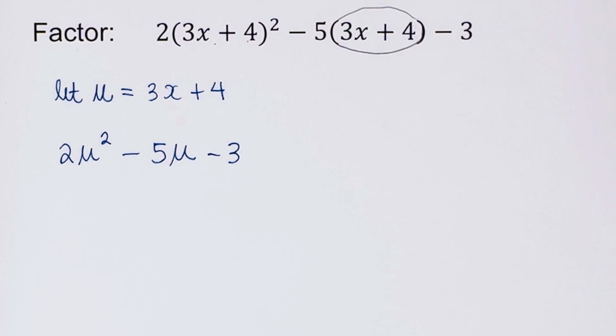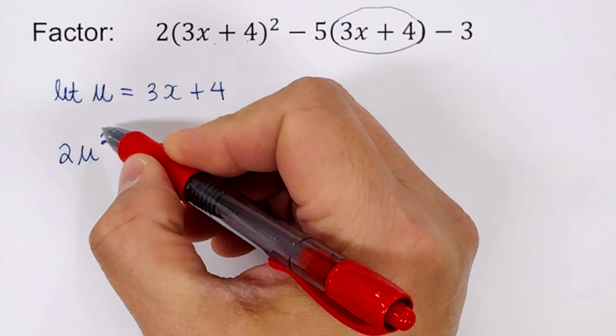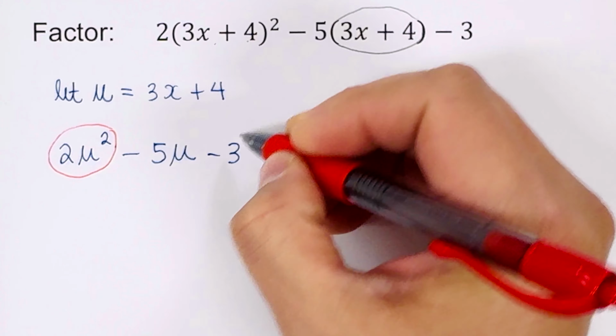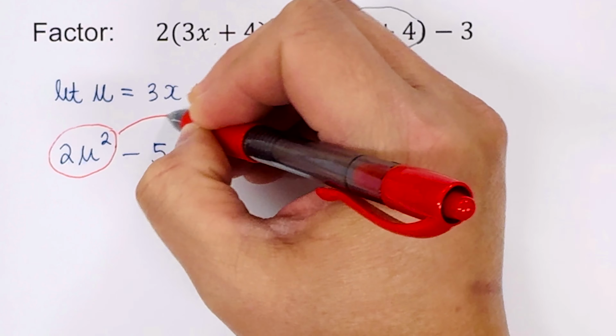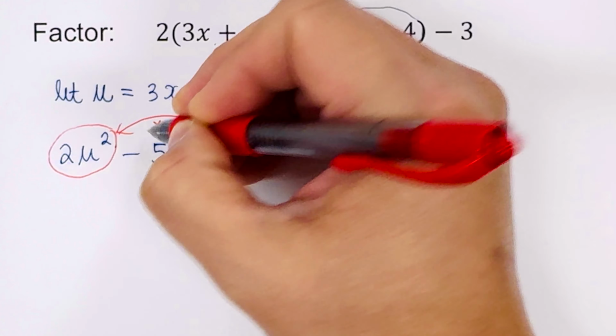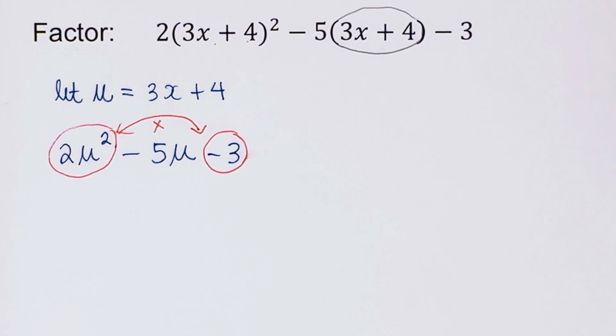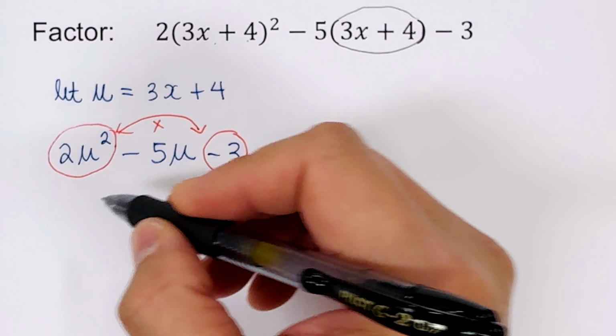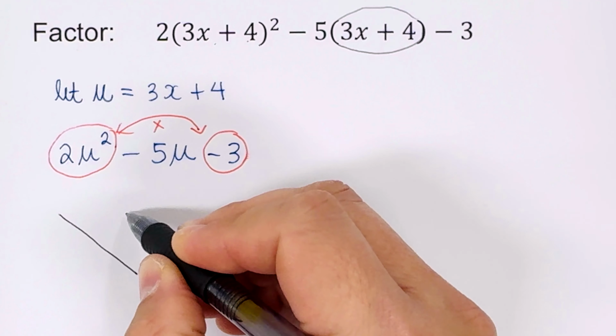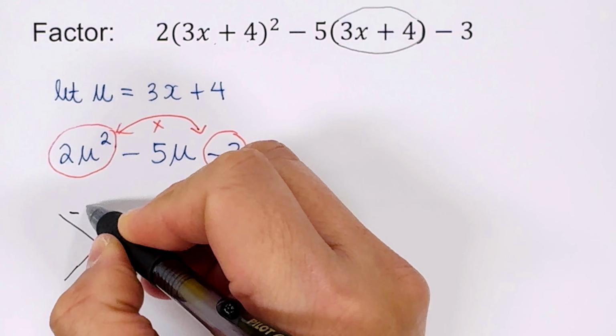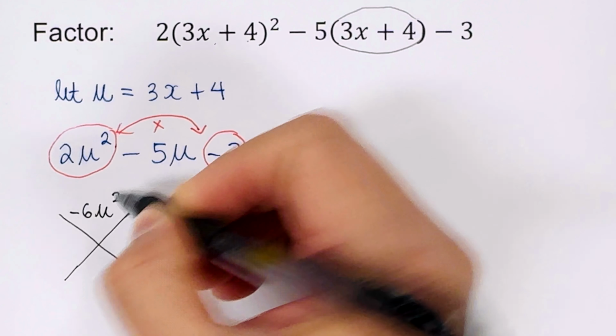Now, the next step that we need to do is to factor this out. So we're going to use box and diamond to factor this out. To do the box and diamond, we're going to multiply the first term and the last term. And so if we multiply this, the answer to that would be negative 6u squared. So I will write that on top of the diamond. So it's negative 6u squared.